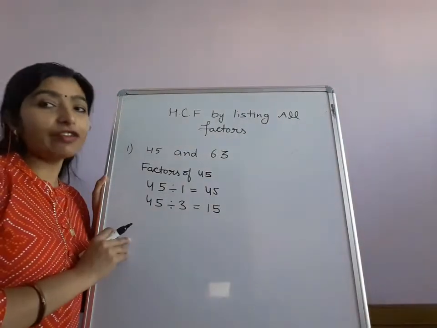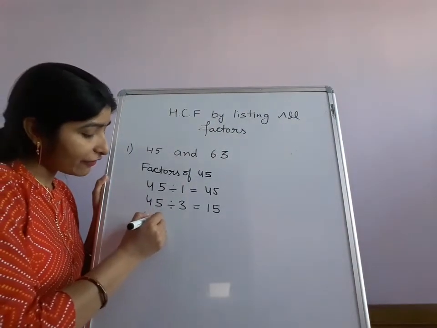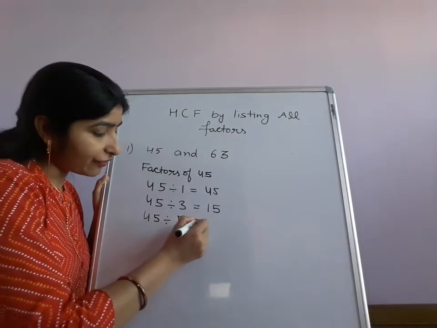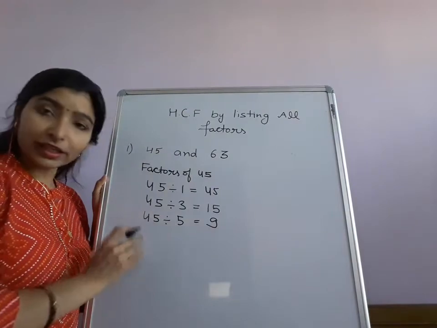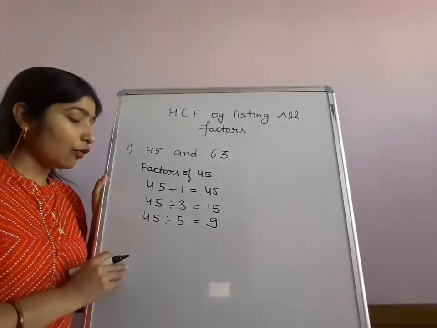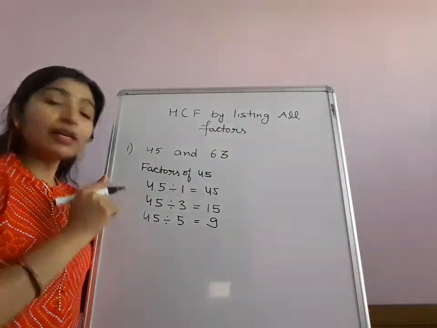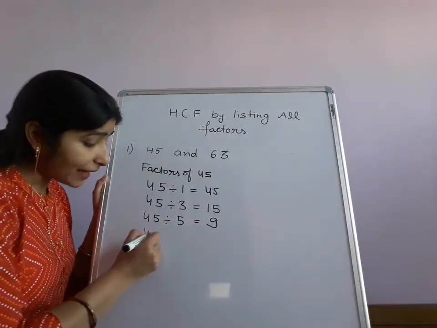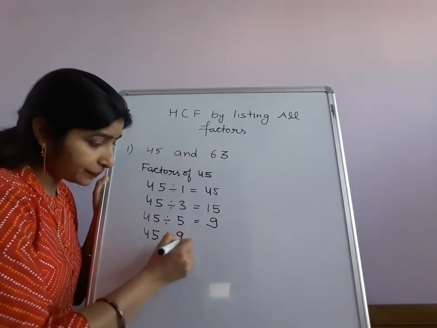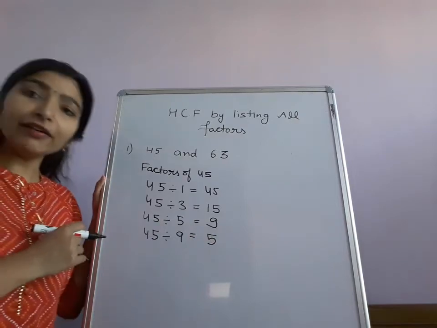Now 45 will not come in the 4 table. It is not divisible by 4. 45 is divisible by 5. Yes, 5 nines are 45. Okay. Now 45 will not come in the 6 table, 7 table, 8 table, and 45 is divisible by 9 also. So 9 fives are 45.